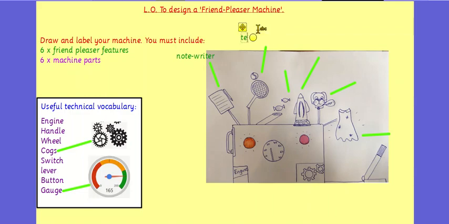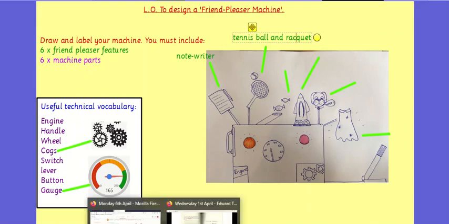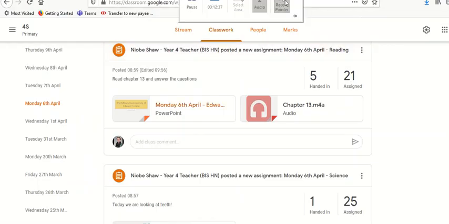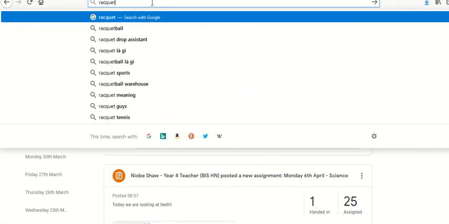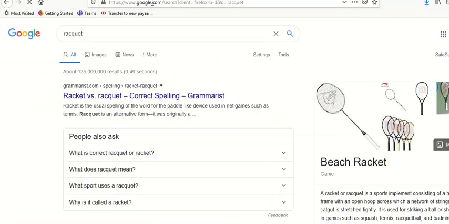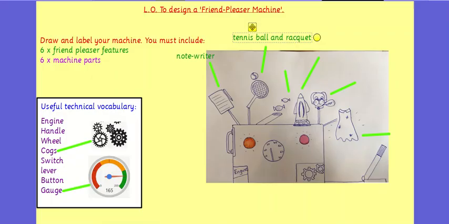My friend pleaser machine has a tennis ball and racket. Okay. So that we can, I think that's how we spell racket, but just like you, if I am not sure how to spell a word, I will check. So let's have a look. I will Google it. Racket. Racket, yes, that's fine. Jolly good. Always worth checking our spellings, year fours. So a tennis ball and racket so that we can play a nice game of tennis together.